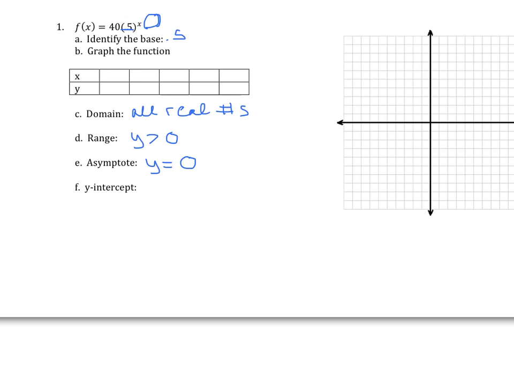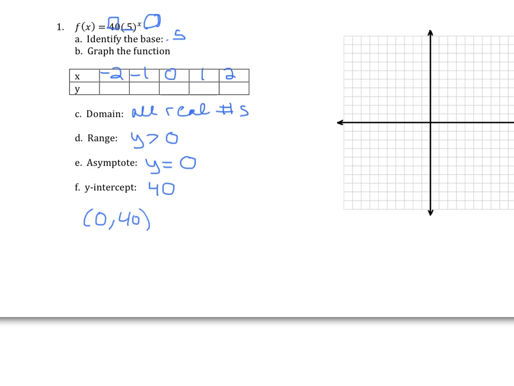And the y-intercept, if I plug in 0 for x, and 0.5 to the 0 is 1, so the y-intercept, if there's nothing added to the end, is just 40. So that would be the point (0, 40). If we were going to graph the function, then we can put in -2, -1, 0, 1, 2 for x values. And then I could go ahead and evaluate that.